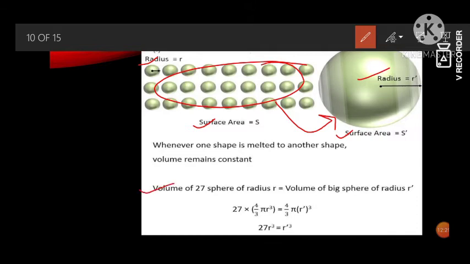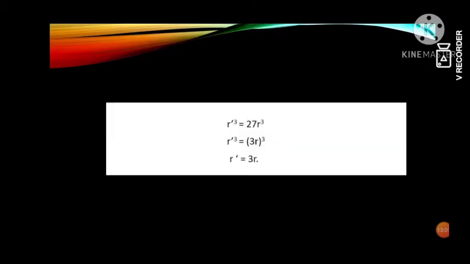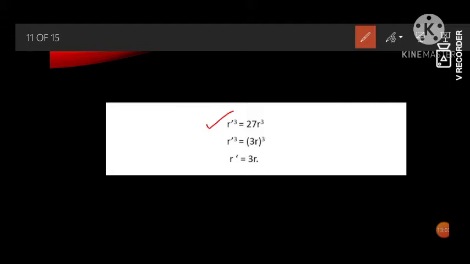So the volume of 27 spheres of radius r is equal to the volume of a big sphere of radius r dash. We know the volume formula for a sphere, that is 4 by 3 pi r cube. So we will write 27 into 4 by 3 pi r cube is equal to 4 by 3 pi r dash cube. So this 4 by 3 and 4 by 3 cancel, pi cancels. So we will get 27 r cube is equal to r dash cube, that is, r dash cube is equal to 27 r cube.